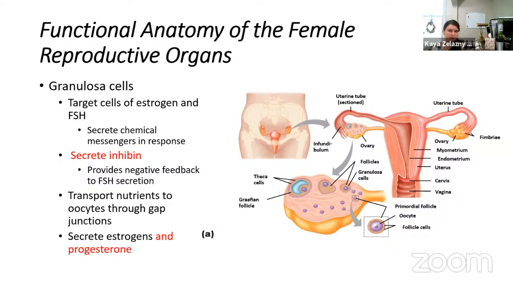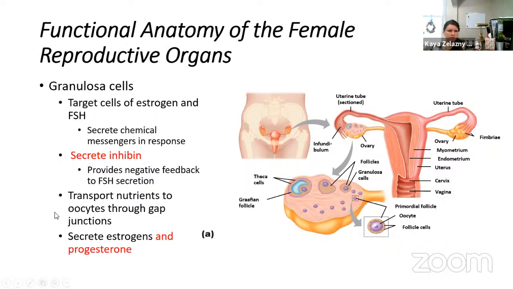So we saw that in males as well. In the granulosa cells, when they secrete inhibin, this is going to be a negative feedback loop, which turns off the FSH secretion. And we'll take a look at the kind of map of hormone secretion a couple times. So we'll see the role of inhibin.